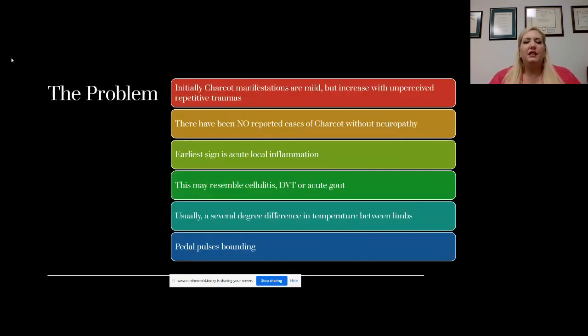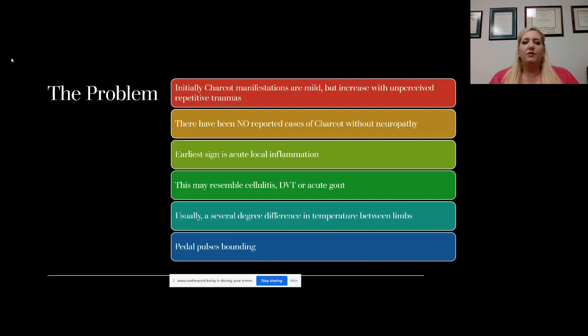Initially we see the Charcot manifestations as mild, but they increase with repetitive trauma. There have been no reported cases of Charcot without neuropathy. And again, it doesn't have to be diabetic neuropathy, although that's the majority of causes. Sometimes it can be alcoholic neuropathy or neuropathy for other reasons. An early sign is usually local inflammation, and it looks like cellulitis or DVT or even gout. So you have to have a high index of suspicion with patients with diabetes, especially those with uncontrolled diabetes and maybe a remote or minimal history of trauma.